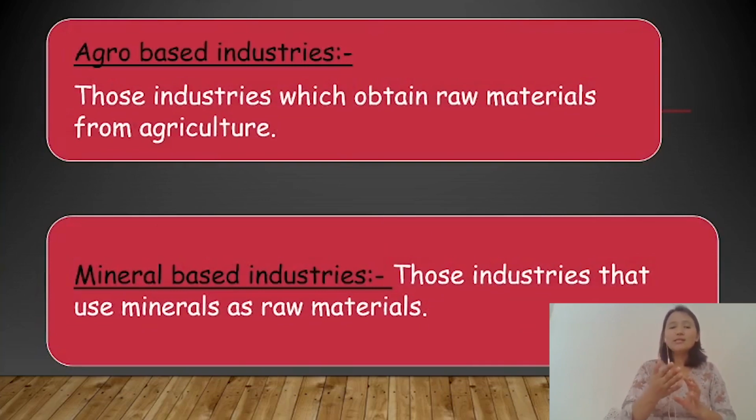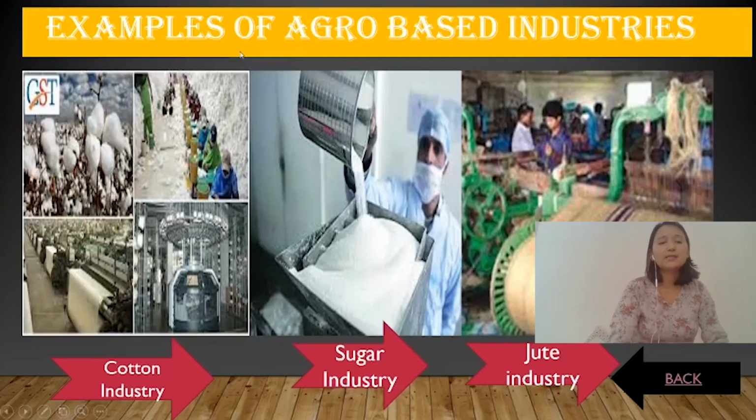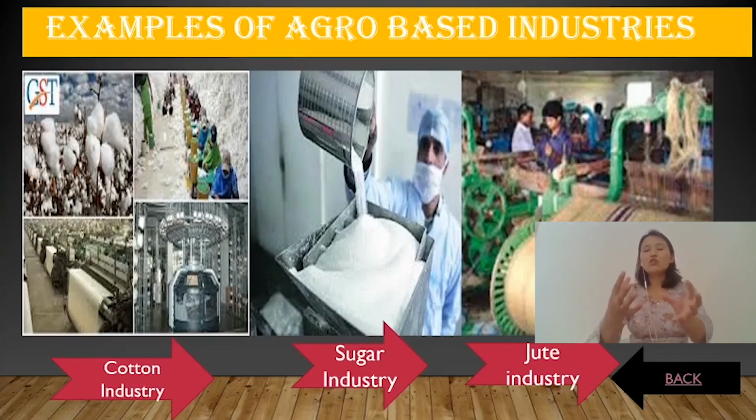Or these are the industry which use raw material from the agriculture. So examples of agro-based industries are cotton industry, sugar industry, jute industry. These are the industry which obtain raw material from the agriculture.